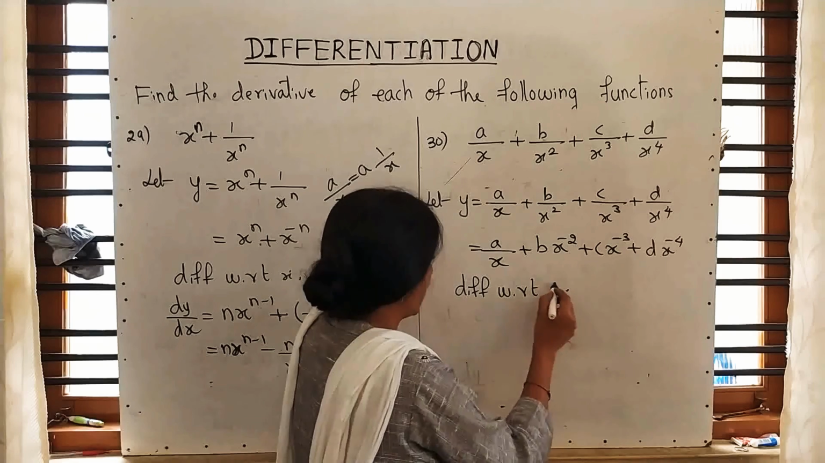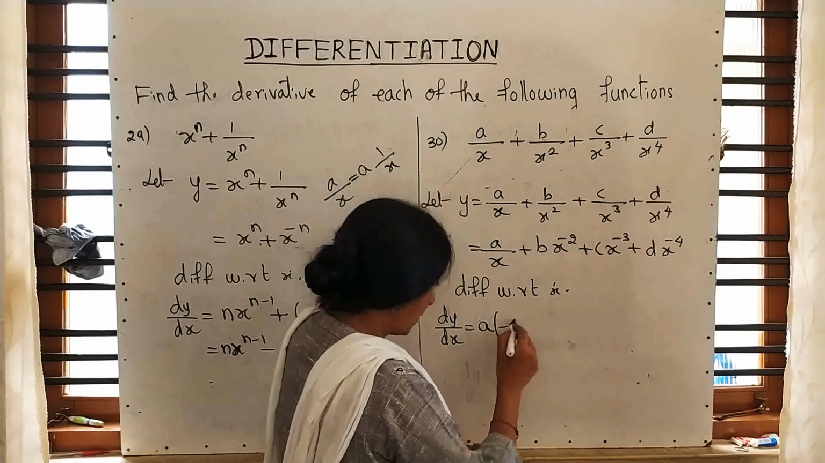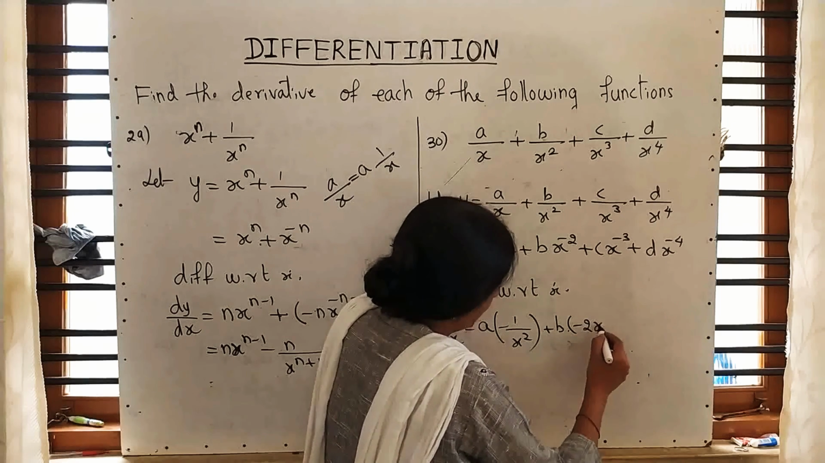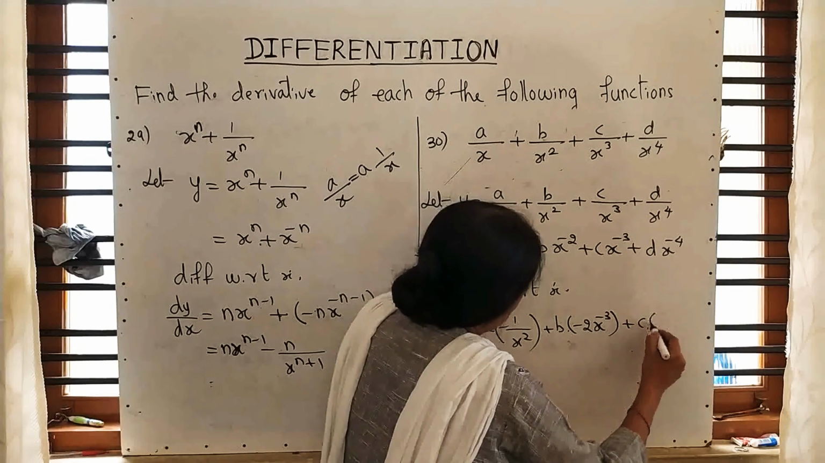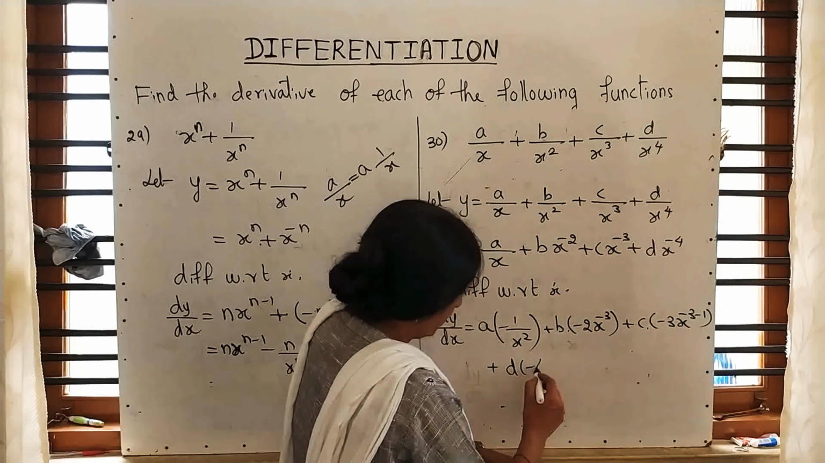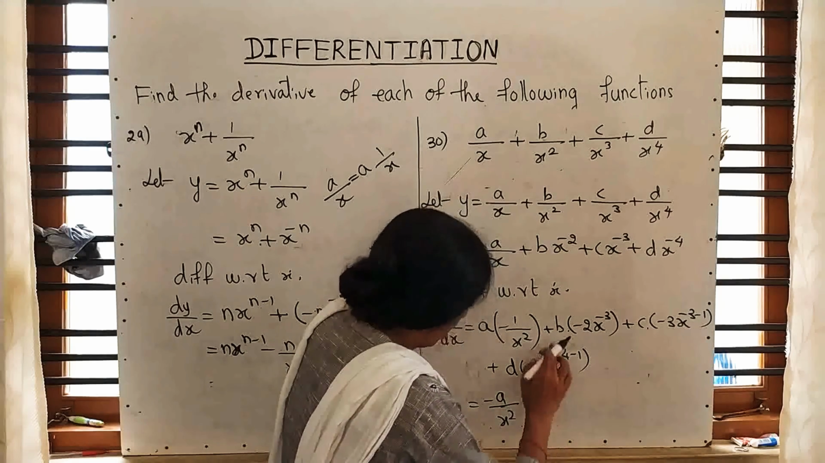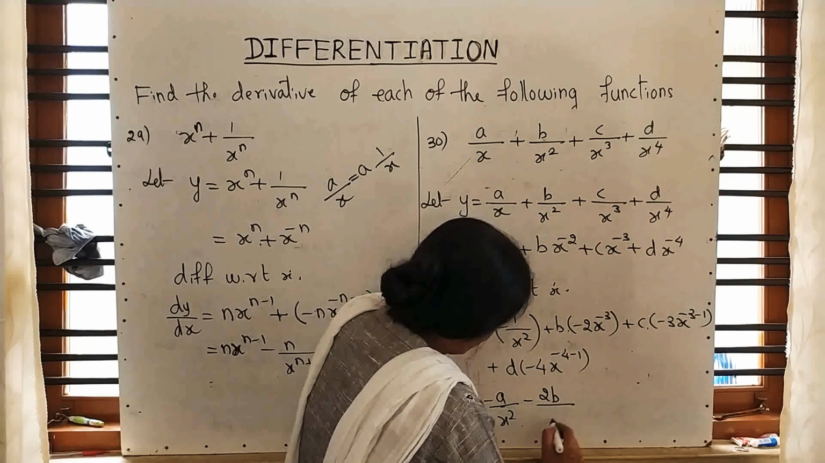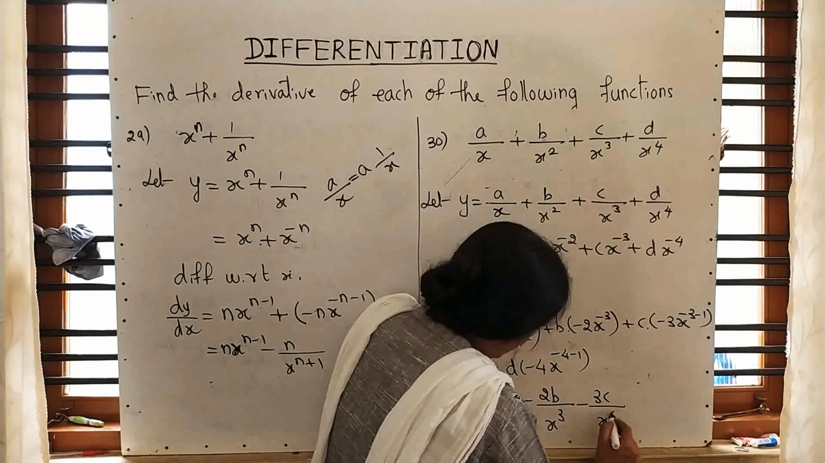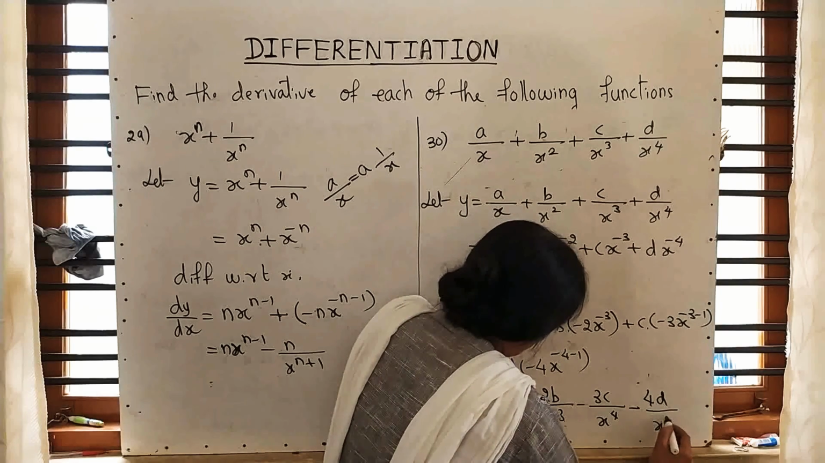Differentiating with respect to x. A I kept as it is. Differentiation of 1 by x is minus 1 by x square plus b as it is plus c as it is. It is minus a upon x square plus into minus a is minus b. It comes in the denominator. Minus 3 minus 1 is minus 4. I wrote in the denominator. It is 5. Correct or not?